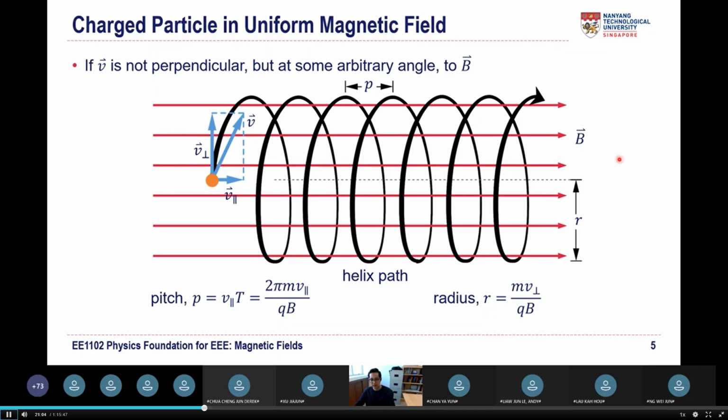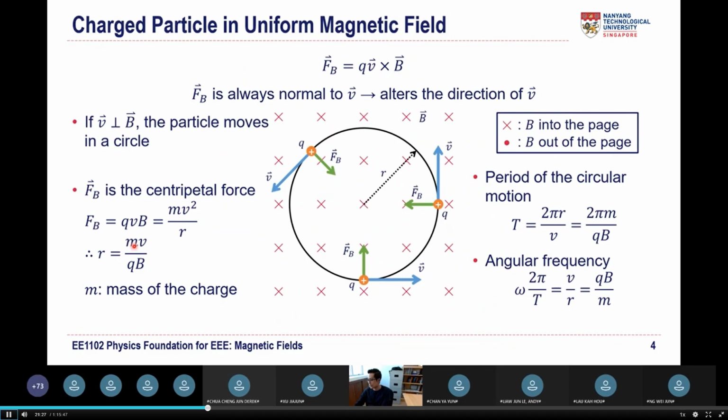Okay, and then the radius, of course, has nothing to do with the parallel component, because the circular motion itself comes from the perpendicular component. So you can simply consider only the perpendicular component and calculate the radius, just like what you did here. It's going to be exactly the same, but instead of just v, you now use the v component that is perpendicular. But in this case, of course, v itself is perpendicular to B, so it's actually an identical equation.